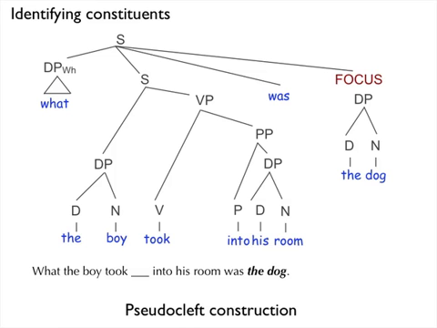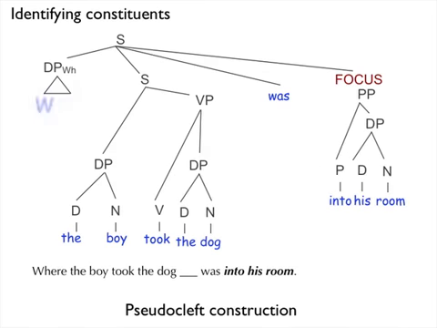What the boy took into his room was the dog, fine, right? Where the boy took the dog was into his room, fine, right? So notice we have to shift the question word at the beginning. It might have to be shifted in order to match, it's in some kind of relationship with the thing in focus, right? It's getting its value from the thing in focus. And so it has to be consistent with that.